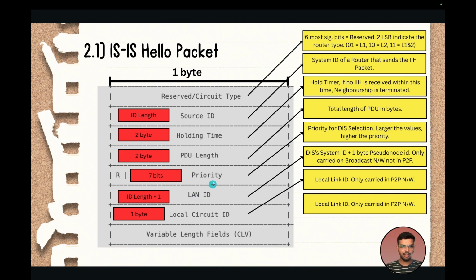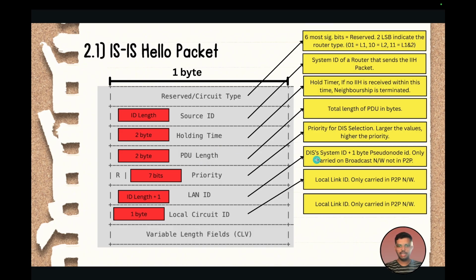For the rest of the fields, you can see that the LAN ID is the DIS system ID plus 1 byte pseudonode ID, a 1 byte value, which is used to carry the broadcast network, not the point-to-point network. So whenever we elect a DIS, we are in the broadcast network. In that specific scenario, the LAN ID is the value being used to carry the packets. Now the local circuit ID is a 1 byte value that will only be used when we are carrying the P2P network. So that's how the hello packet is structured.